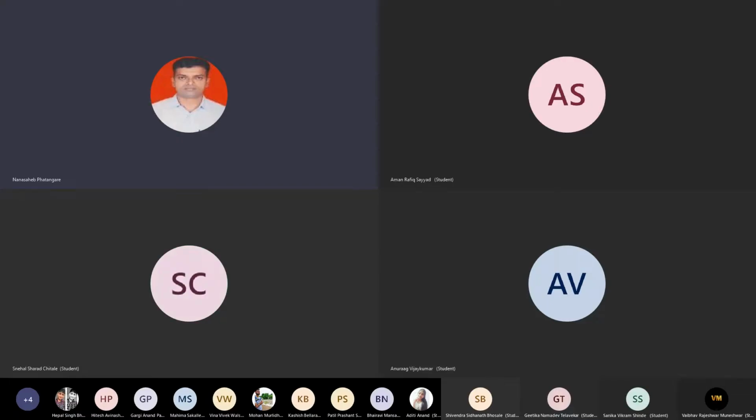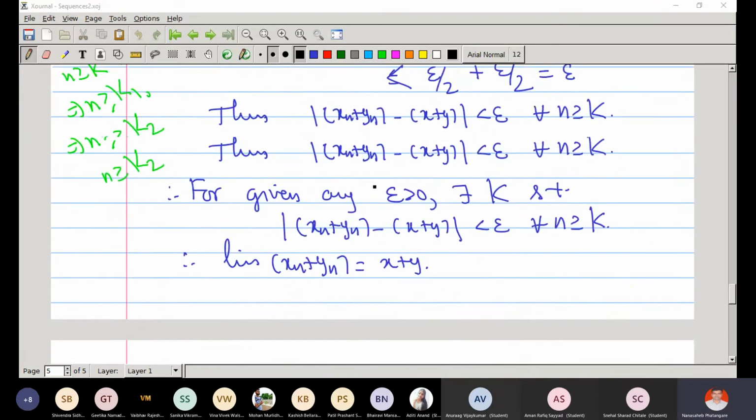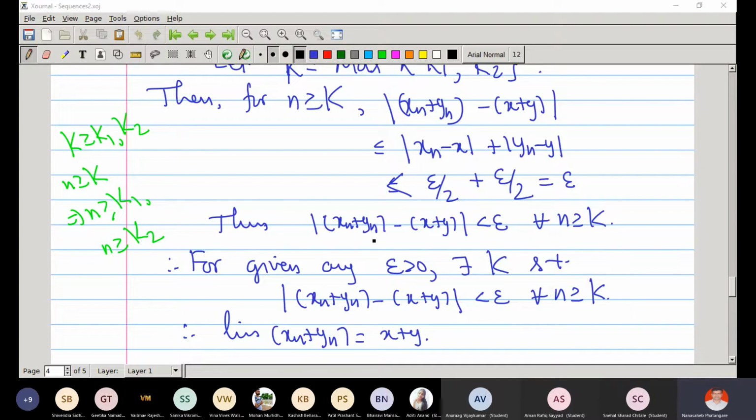Okay, so what we were talking about last time was limit of sequences, the algebra of limits of sequences. Can you see the screen? Yes, sir. Okay, so we proved that limit of xn plus yn is limit of xn plus limit of yn, right? Correct?